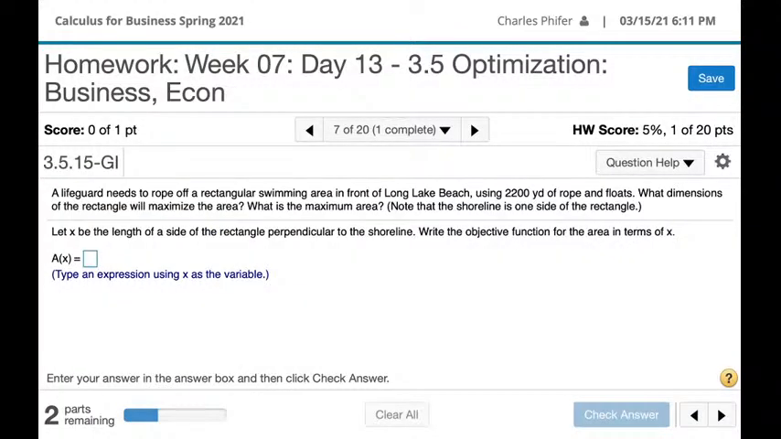It says a lifeguard needs to rope off a rectangular swimming area in front of Long Beach using 2,200 yards of rope and floats. What dimensions of the rectangle will maximize the area? What is the maximum area? Note that the shoreline is one side of the rectangle. Rope off a rectangular swimming area in front of the beach.